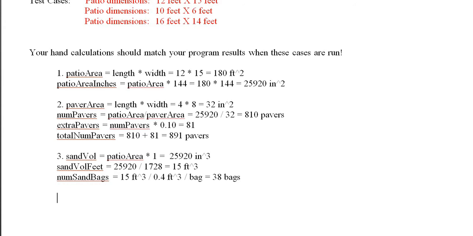Now we need to calculate the gravel volume, and that is going to be patio area times 4 inches deep, which will give us, let's see, 103,680 cubic inches.